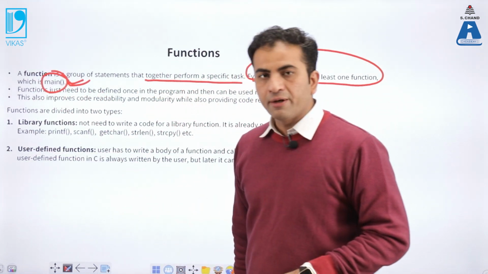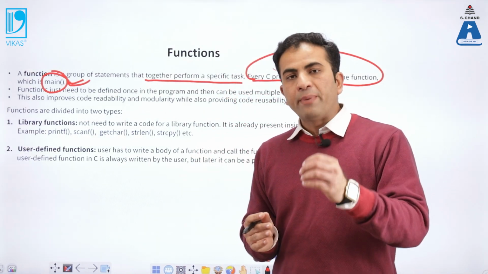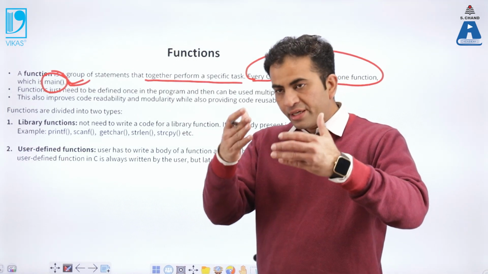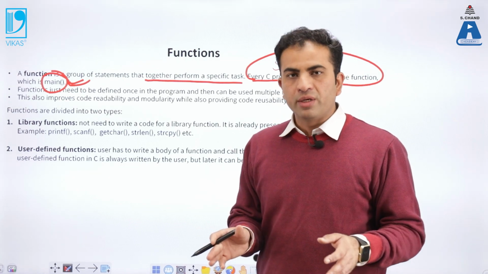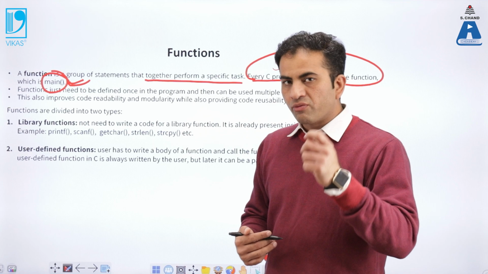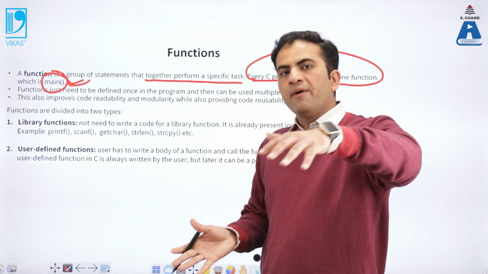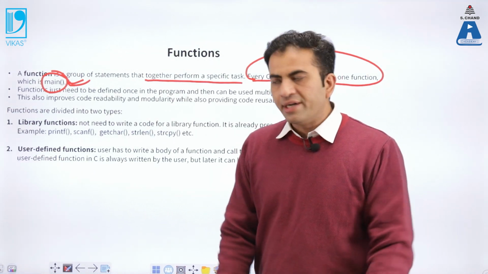What is the meaning of main here? Main is the starting point of a program where the compiler starts executing and compiling our program and understands all the expressions. Without main, the compiler will not be able to understand from where it has to start compiling. So main is one function. It is a user defined function because the body of main is written by the user. That's why main is called a user defined function.